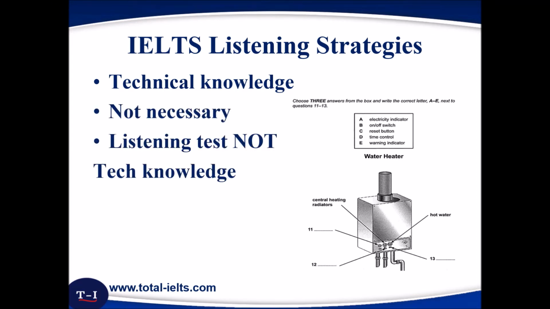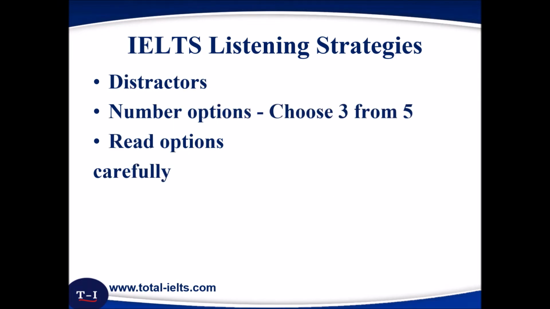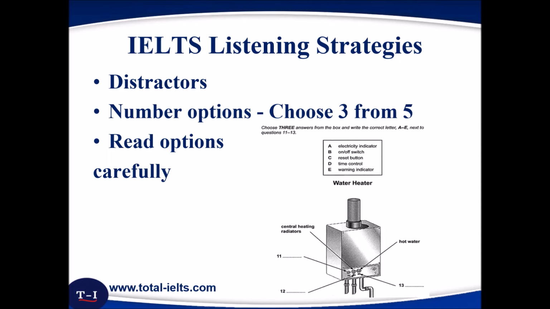This is, after all, a listening test and not a test of your technical knowledge. And the language used is really not that specialized. If you look at the list of options, option B, on-off switch, and D, time control, these are everyday high-frequency words. As for distractors, you need to choose 3 from 5 options, so read the options carefully. The incorrect ones will be, by definition, distractors.